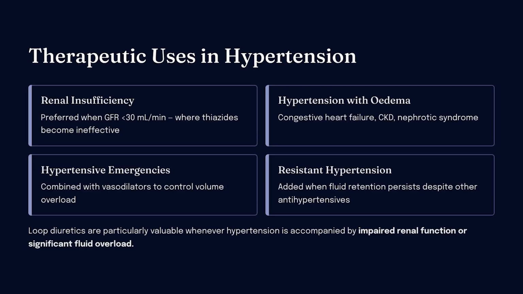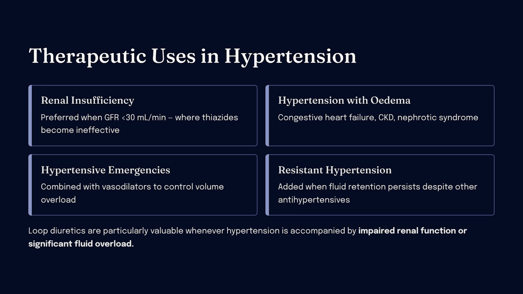Therapeutic uses in hypertension. Although loop diuretics are not first-line drugs for uncomplicated hypertension, they play an important role in specific situations. They are preferred in renal insufficiency, especially when the GFR falls below 30 milliliters per minute, because thiazides become ineffective, whereas loop diuretics remain effective.